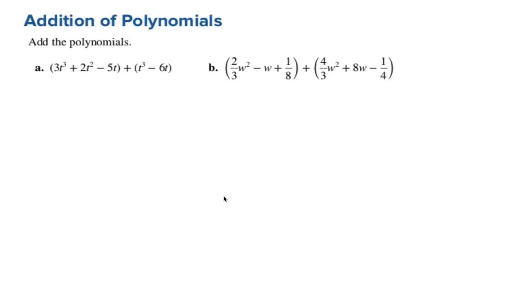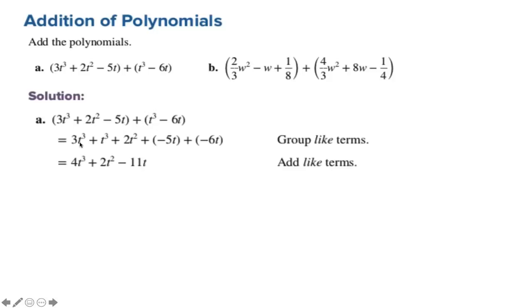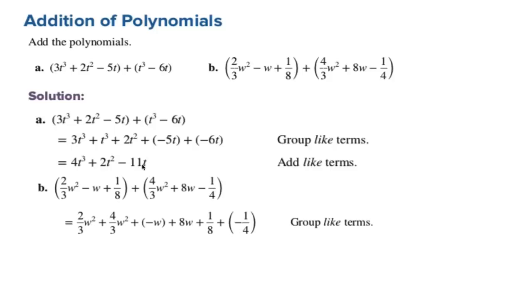Adding polynomials is very simple: you basically add like terms. For example, if I add these two polynomials, I just combine all the like terms. So 3t cubed plus t cubed is 4t cubed. 2t squared plus, there's no other t squared term, so leave that alone. And then minus 5t minus 6t is negative 11t. So basically, group like terms and then combine like terms by adding the coefficients.